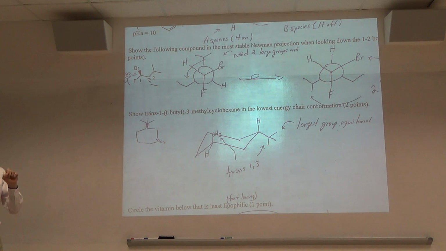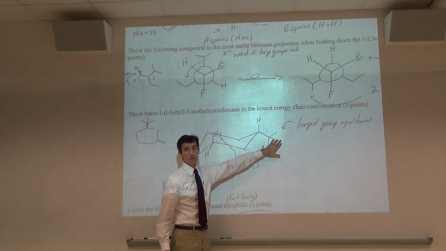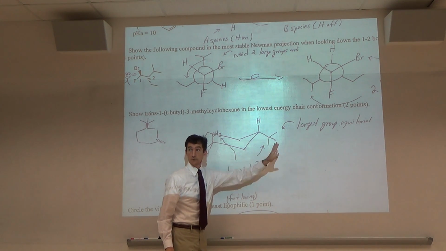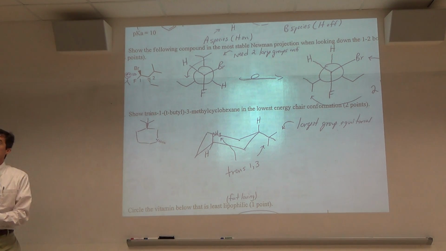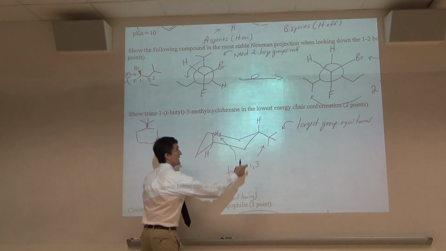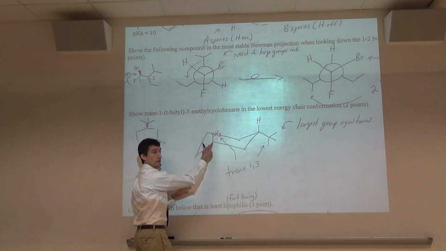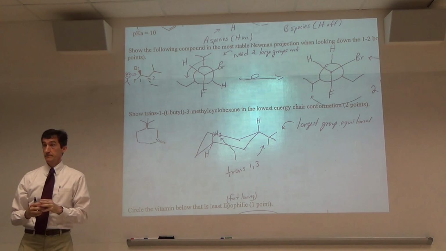T-butyl. So you want that group equatorial or axial? Yes, T-butyl equatorial. So what I did is I put the T-butyl equatorial. That's where it wants to be. Then from there, you say, okay, now where am I going to put the methyl? First off, the methyl is the 3rd carbon away. That's 1, that's 2, here's 3. If you put the methyl there, that's wrong, becomes 1, 2.